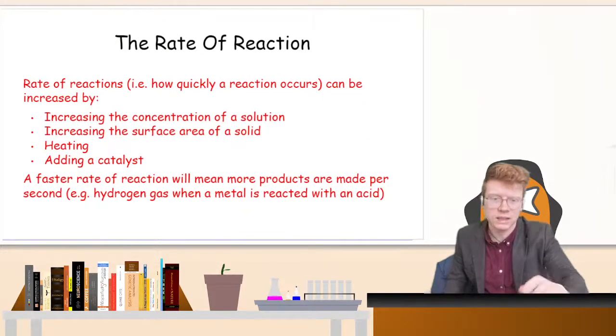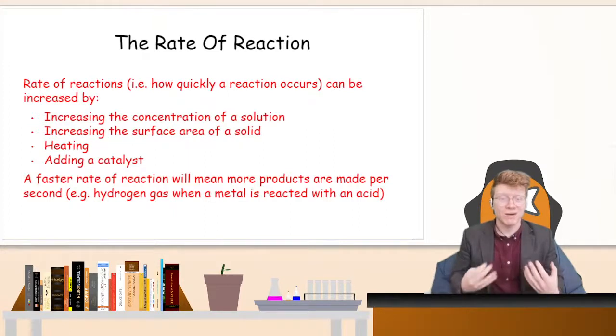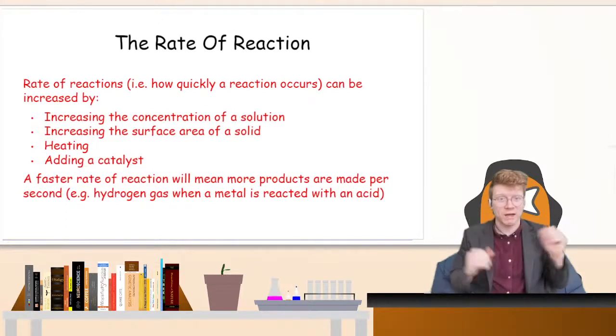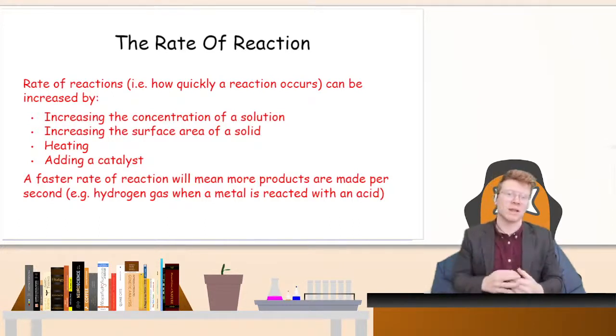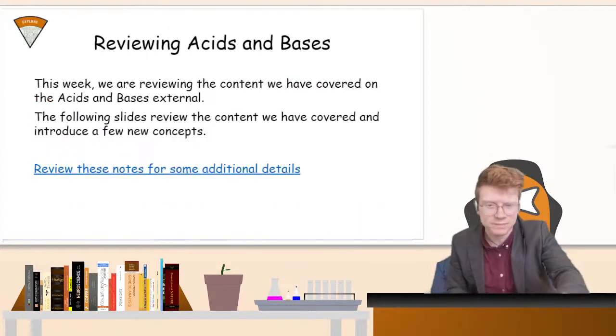Just to bring it back to this slide, right? We increase the rate of reaction by increasing the concentration of a solution, like an acid, by increasing the surface area of a solid, meaning that there's more of that solid exposed to our solution or whatever it may be in order for the reaction to happen. If we heat it up, those particles have more energy, they're more likely to collide with other things, and when they collide, they'll have more energy, so they're more likely to react successfully. And if we add a catalyst, that lowers the amount of energy that's required in those collisions for a successful reaction to occur. All right?